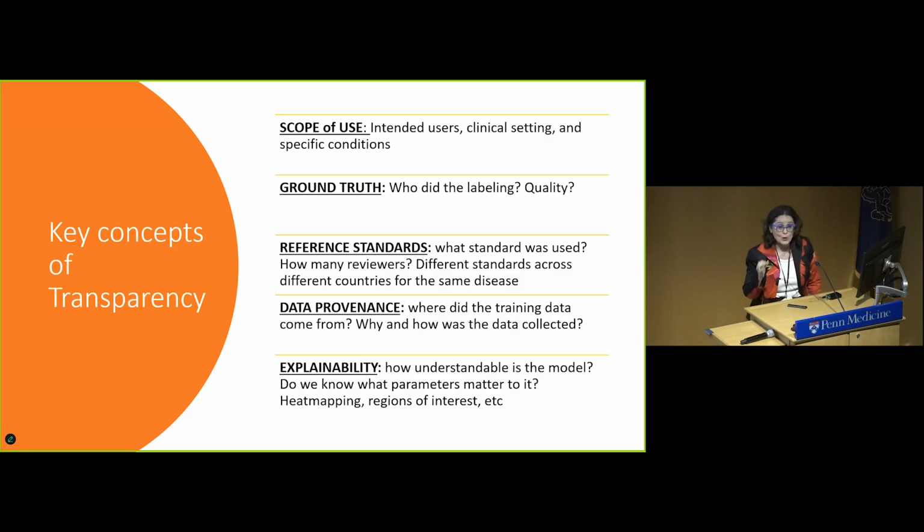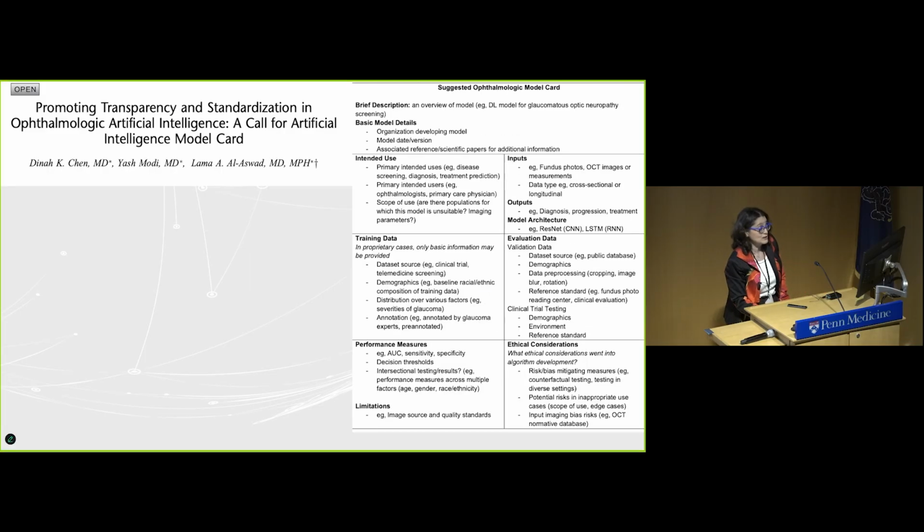The ground truth quality: who read it? Did it use a reading center? How many people were involved in it? Reference standard: what was the reference standard? There are studies, the Greek study, showing that in a study of 5,000 people, when they looked back to see if they truly had glaucoma, 60% of the people who were diagnosed with glaucoma did not have glaucoma. So we need to look at how a lot of these references were made. Data provenance, explainability, these are all important aspects.